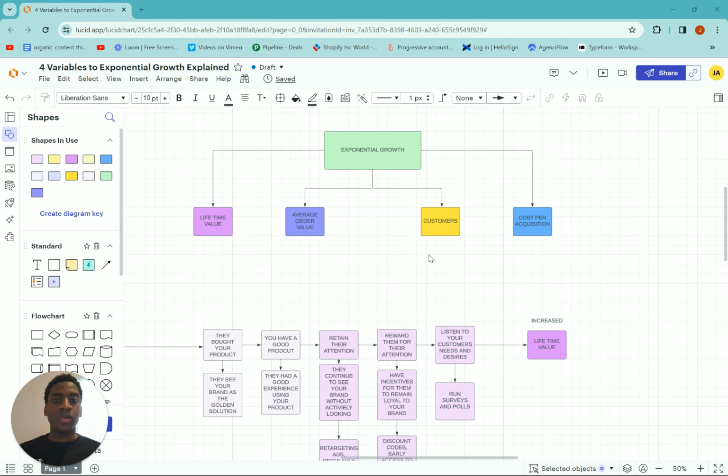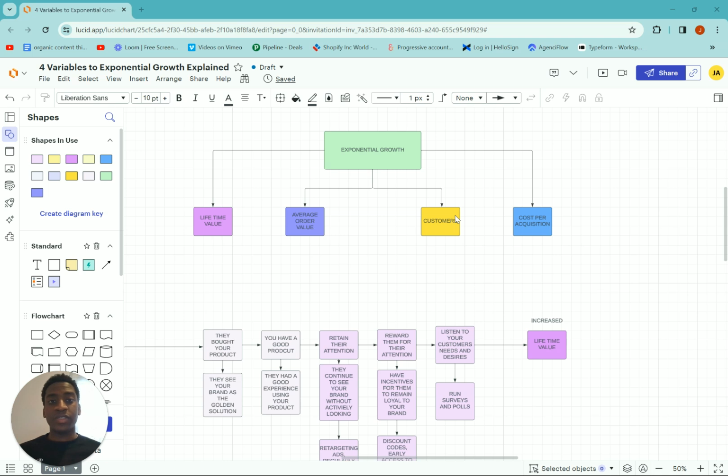Okay. Now, average order value refers to the average amount spent by a customer when they make an order. So let's say your products range between $20 and $50. Your average order value could be around $35.